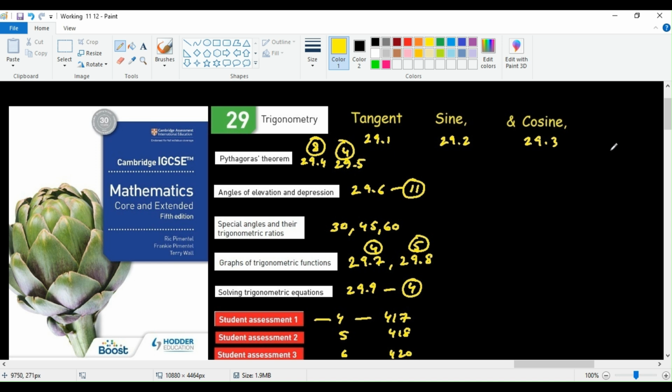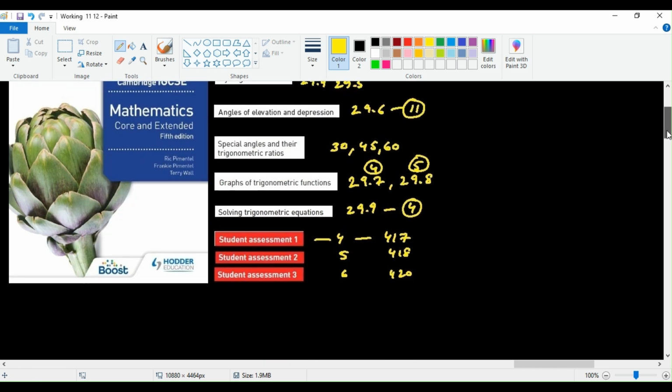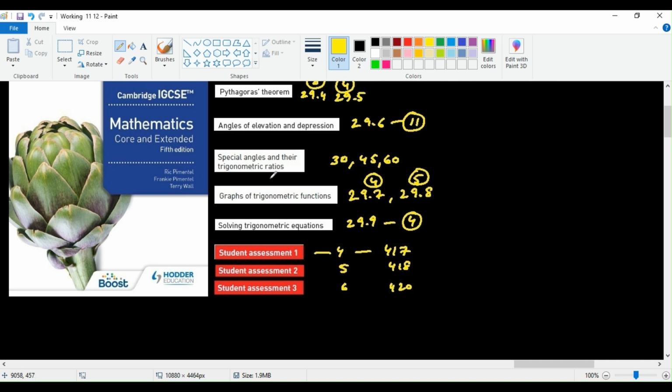Then 29.4 is going to be about Pythagoras theorem. Next is going to be angle of elevation and angle of depression that most of the students get confused. And then will come special angles and their trigonometric ratios of 0, 30, 45, and 60. Then we'll be working on graph of trigonometric functions, that is going to be exercise 29.7 and 29.8. Then solving trigonometric equations, that is going to be 29.9. And then I'll be trying to make one video on student assessment 1, 2, and 3.